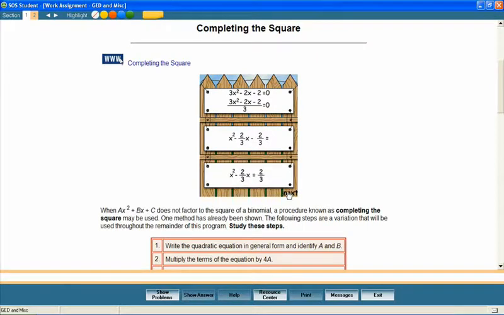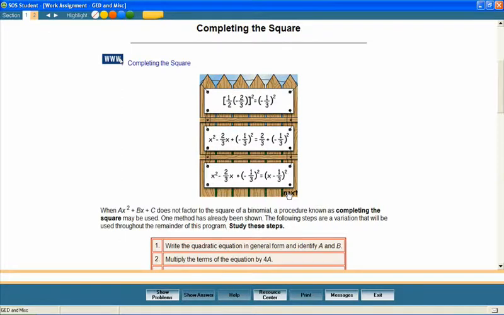Now we move the constant, in this case 2/3, to the right side of the equal sign. Next, take 1/2 of the x coefficient and square it. 1/2 of negative 2/3 equals negative 1/3 squared. Add that answer to both sides of the equation.